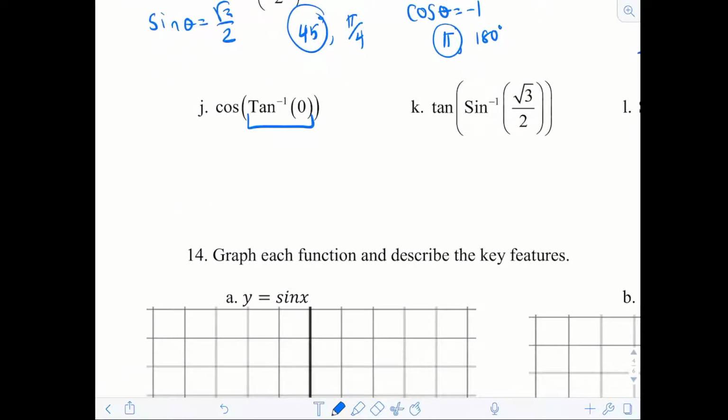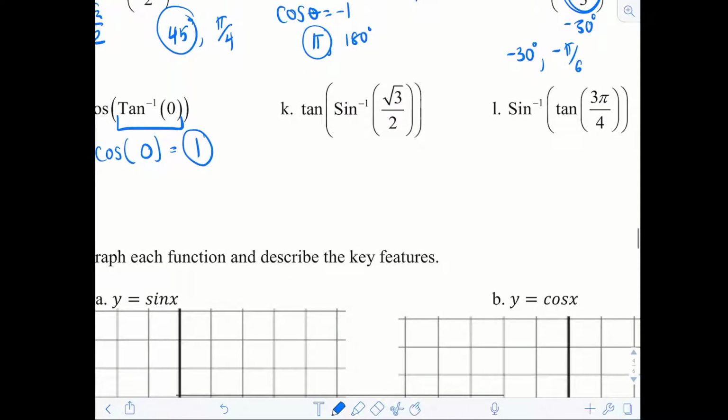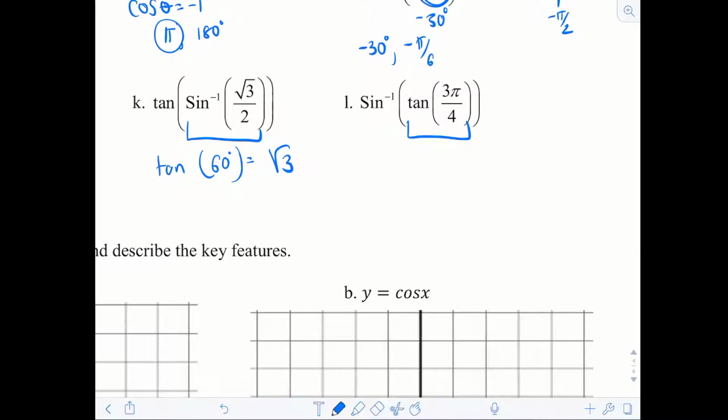Okay, so inverse of tangent of 0, that would actually be 0. So when is cosine equal to 0? That would actually be 1. When is sine going to be equal to √3 over 2? That would be 60 degrees. So tangent of 60 degrees is just going to be square root of 3. And tangent of 3 pi over 4, which is going to be -1.